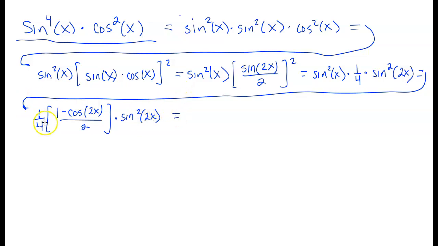Okay. Now, if I factor out the understood 1/2 in the middle factor, then 1/4 times 1/2 would be 1/8. I would have 1 minus cosine of 2x times sine squared of 2x. And then at this point, I can multiply my sine squared 2x to both terms.